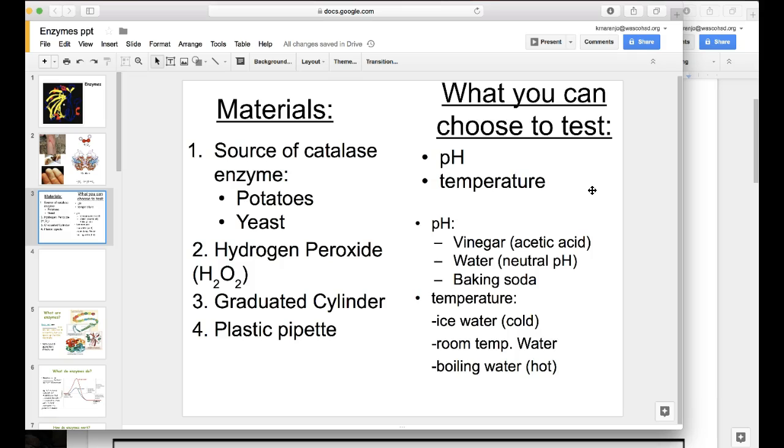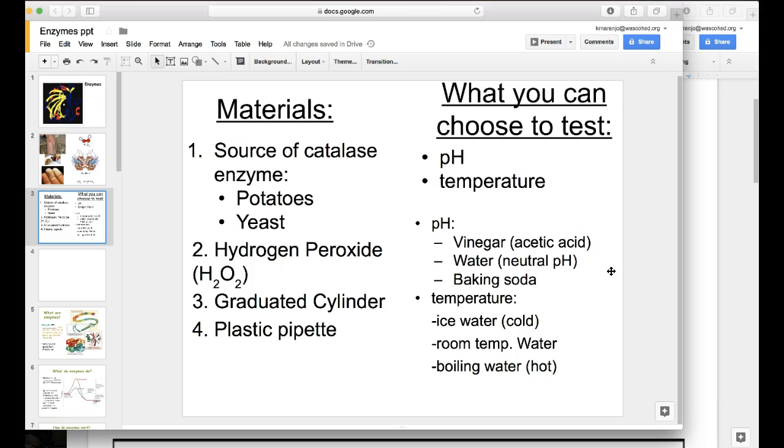So you guys will be able to choose with your group if you would like to test pH or if you would like to test temperature. If you and your group choose to test pH, some of the items that you're going to be using include vinegar. Remember, the chemical name for vinegar is acetic acid, and hint, it's an acid, so this is going to be your source of low pH. You're going to use water as your neutral pH, and baking soda is going to be your basic pH.